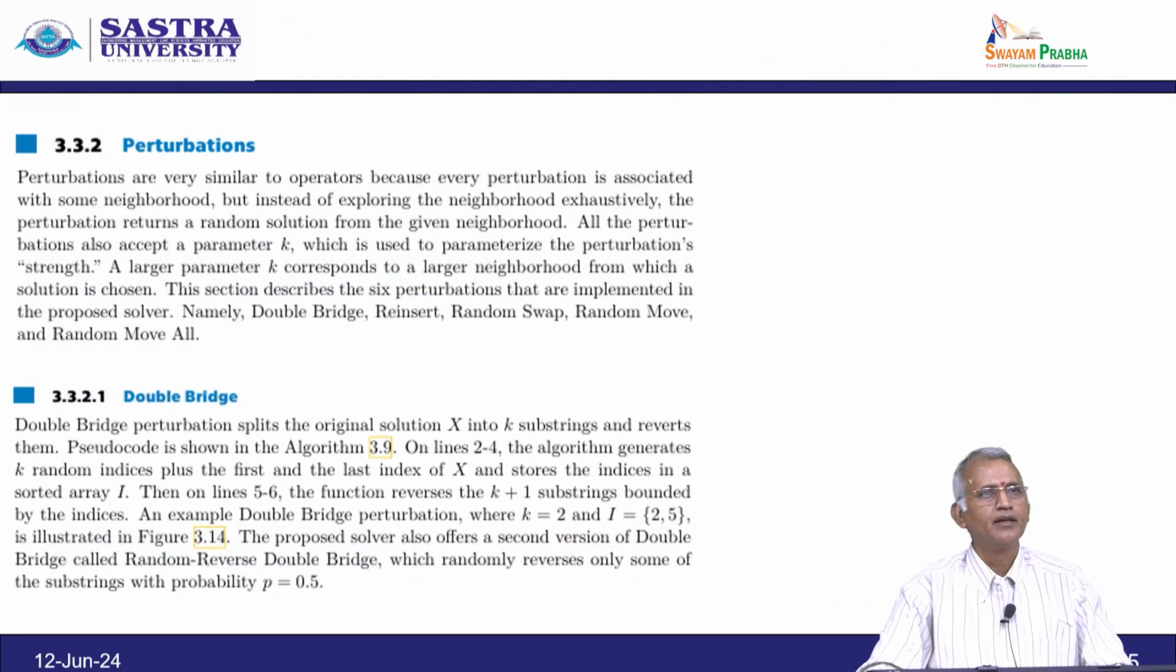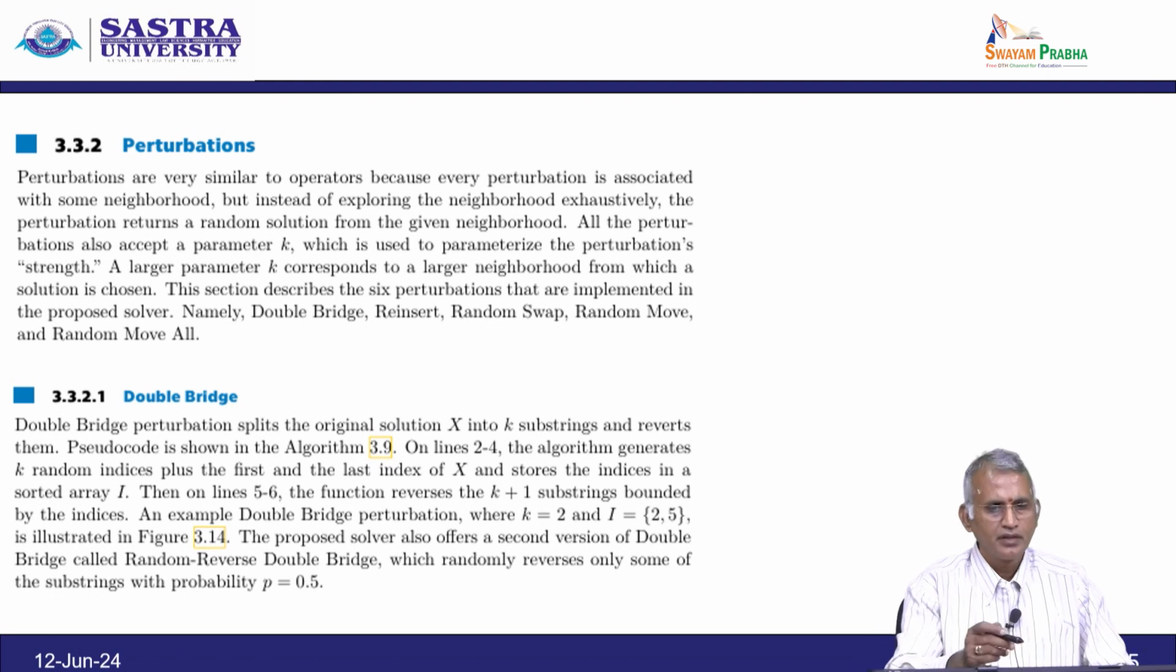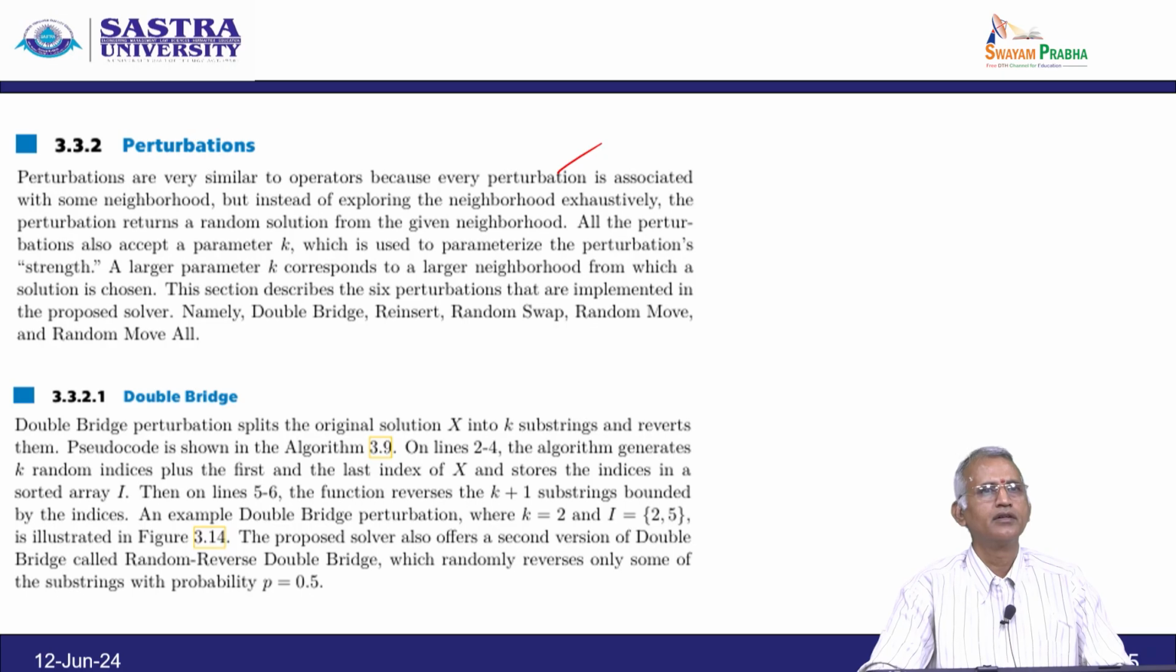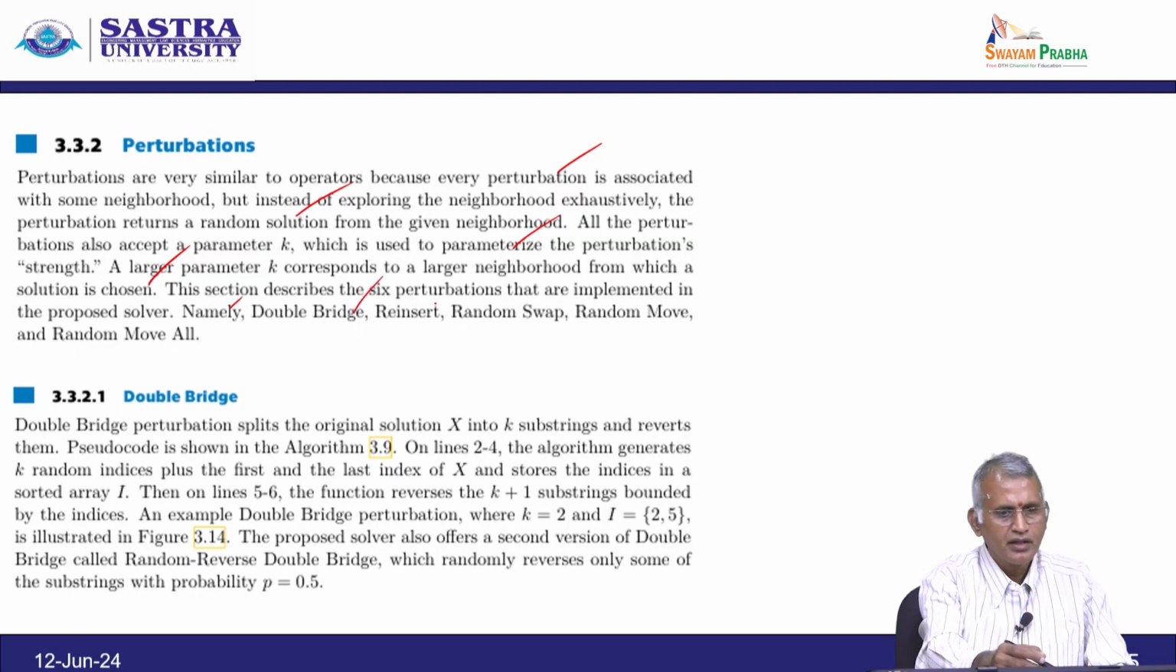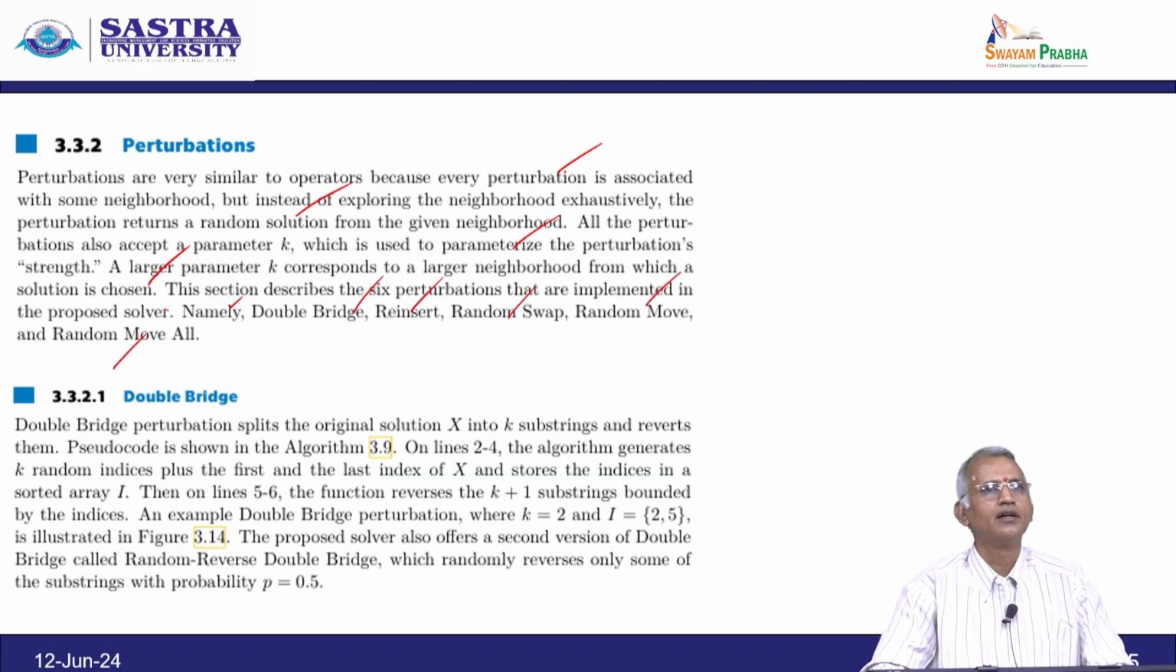Next, perturbations. Perturbations are very similar to the operators because every perturbation is associated with some neighborhood, but instead of exploring the neighborhood exhaustively, the perturbation returns a random solution from the given neighborhood. All the perturbations also accept a parameter k, which is used to parameterize the perturbation strength. A larger parameter k corresponds to a larger neighborhood from which a solution is chosen. This section describes the 6 perturbations that are implemented in the proposed solver, namely double bridge, reinsert, random swap, random move and random move all. So, these are all the implementations we have to do.